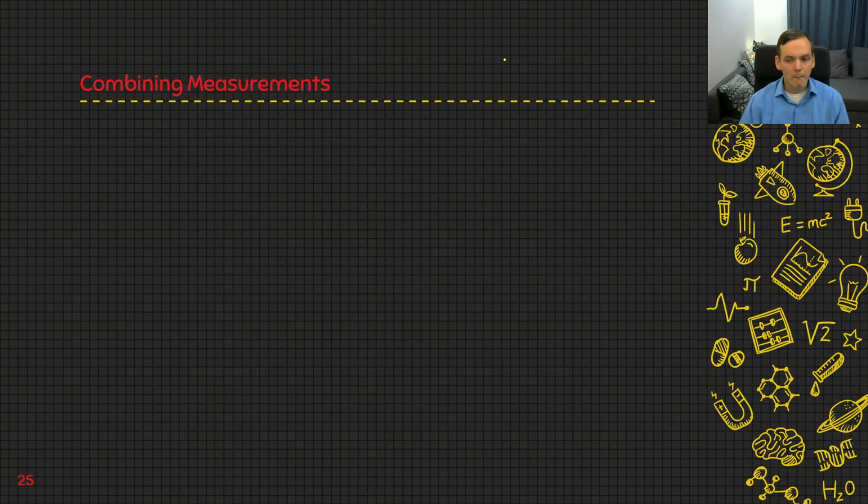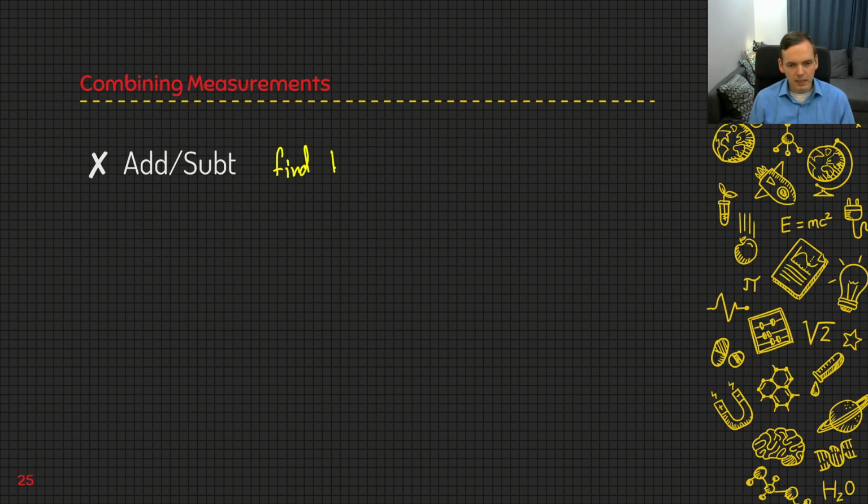So when we combine measurements, how do we deal with the significant figures? Because remember, we're talking about how precisely or how confidently we know a number. So if you add or subtract, find the least significant figure and report to there.